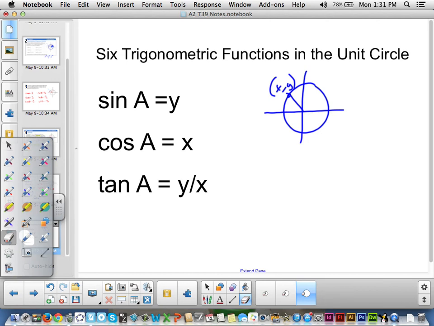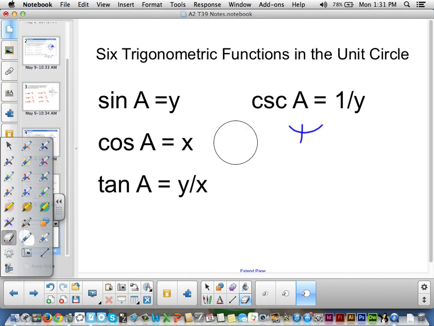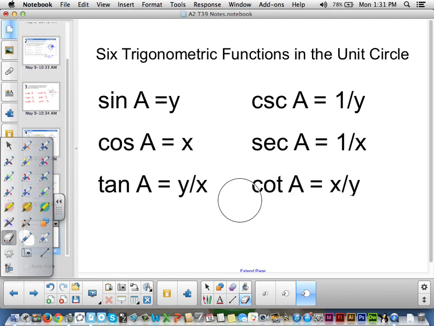And if we want the other 3, you just flip the first 3. Cosecant, you flip sine, 1 over y. Secant, you flip cosine, 1 over x. Cotangent is x over y, the flip of tangent.